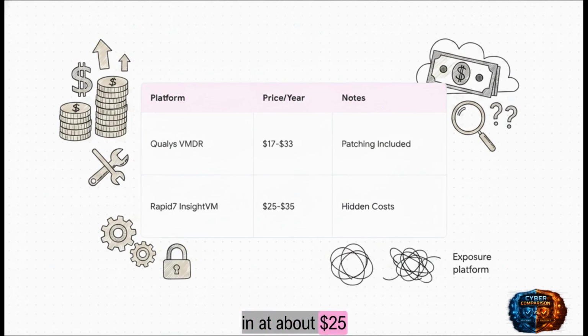Rapid7 comes in at about $25 to $35 per asset per year. Now, Rapid7 offers fantastic upfront pricing transparency on their website, which we love, but you do need to keep an eye out for hidden costs if you decide to upgrade to their broader exposure command platform later on.